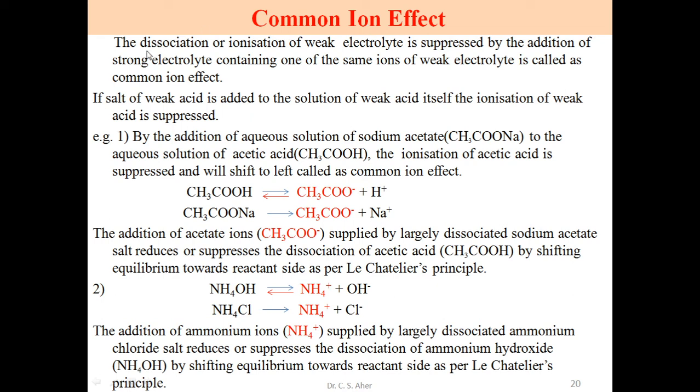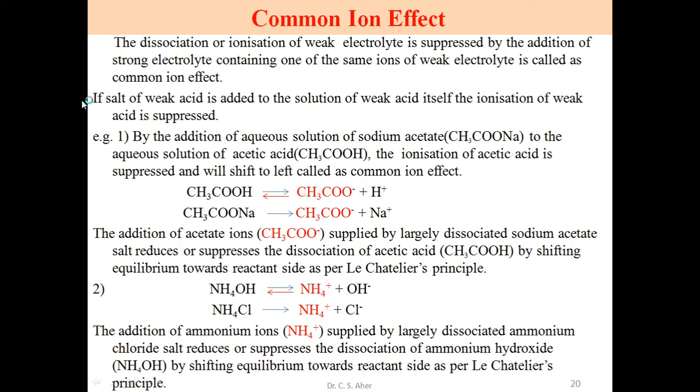See here, the dissociation or ionization of a weak electrolyte, this word weak is very important, is suppressed by the addition of a strong electrolyte containing one of the same ions of the weak electrolyte, and this is called the common ion effect. So in a weak electrolyte we add a strong electrolyte, and both must contain one ion that is the same, that is common. This effect given by the common or same ion is called the common ion effect.